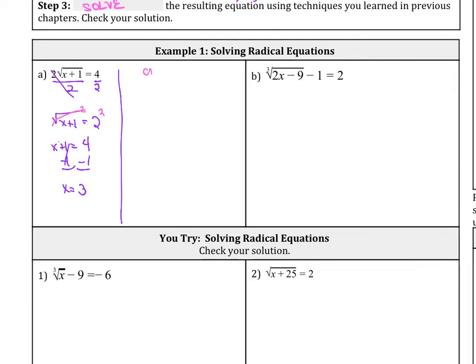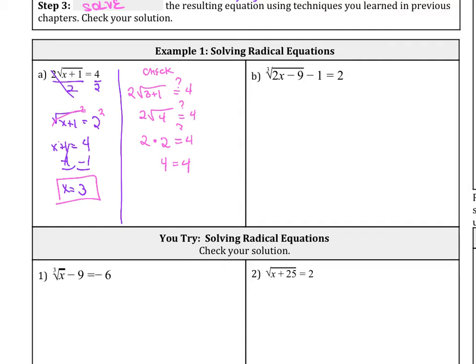Then let's check. We check by plugging in 3 into the original. 2 square root of 3 plus 1, does that equal 4? So we get 2 square root of 3 plus 1, which is 4. And then square root of 4 is 2, and remember that is multiplying, so you multiply them together, and you see that 4 equals 4, so this is true.